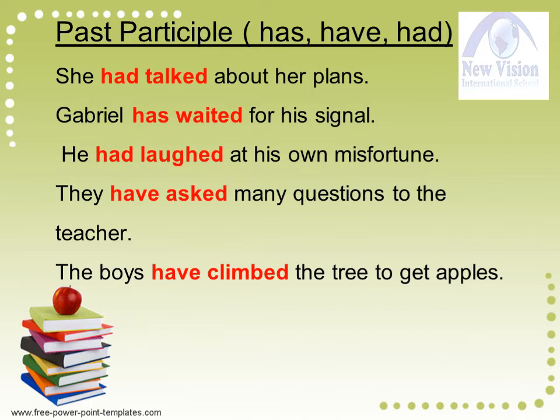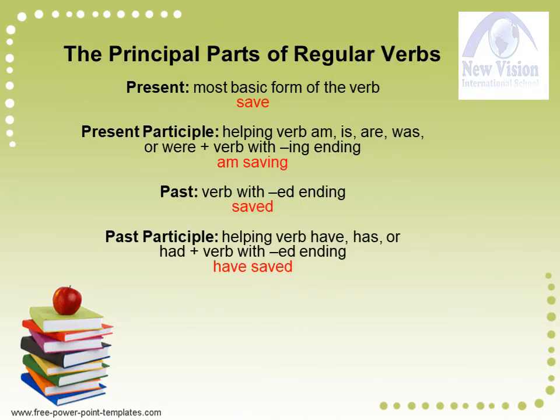To form the past participle of most regular verbs in English, we simply add the suffix ed to the base form of the verb. The principal parts of regular verbs. We have present, which is the most basic form of the verb. Example, the verb save.